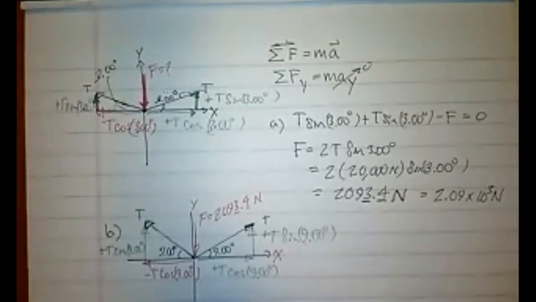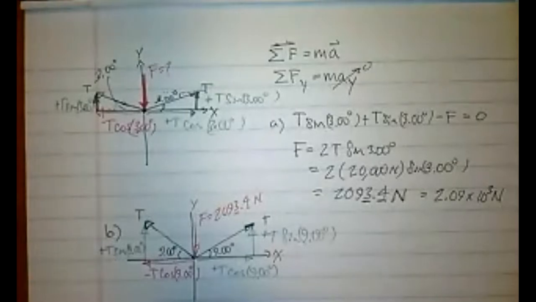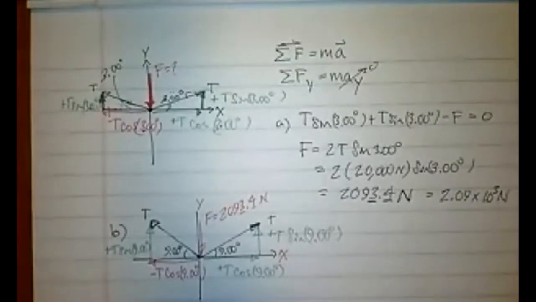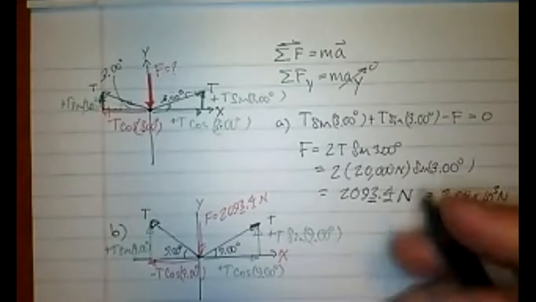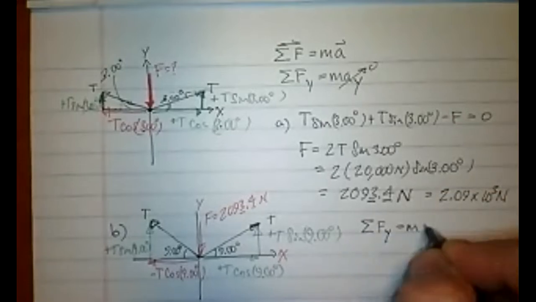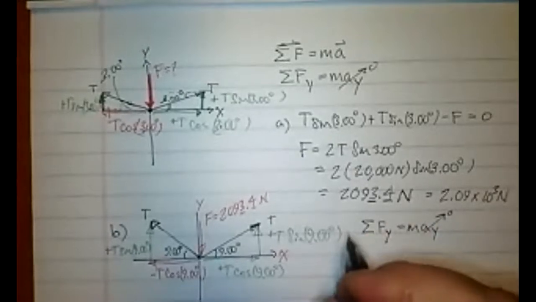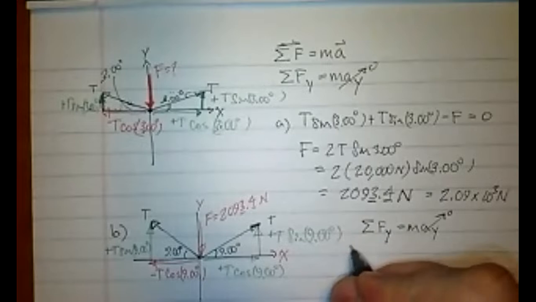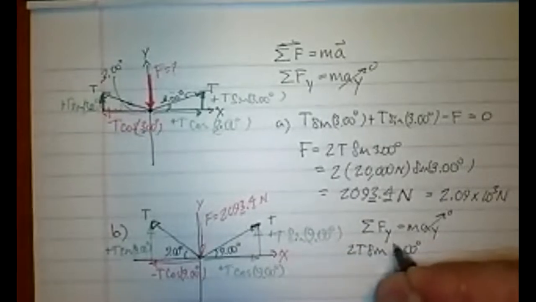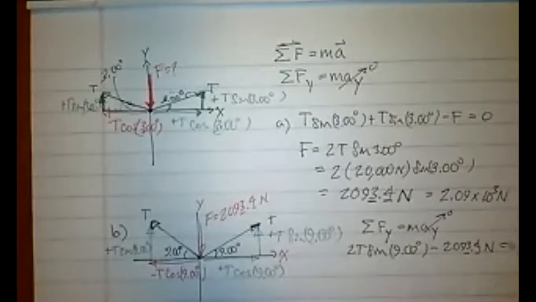So again, we're going to take the summation of forces in the Y direction because that's the only one that matters. In fact, the X direction just confirms to us that the tension is equal on both sides. So I'll say the summation of the forces in the Y direction is equal to mass times acceleration in the Y direction. But again, this is a statics problem, so the acceleration is 0. Ultimately, I get 2T sine 9.00 degrees minus 2093.4 newtons is equal to 0.